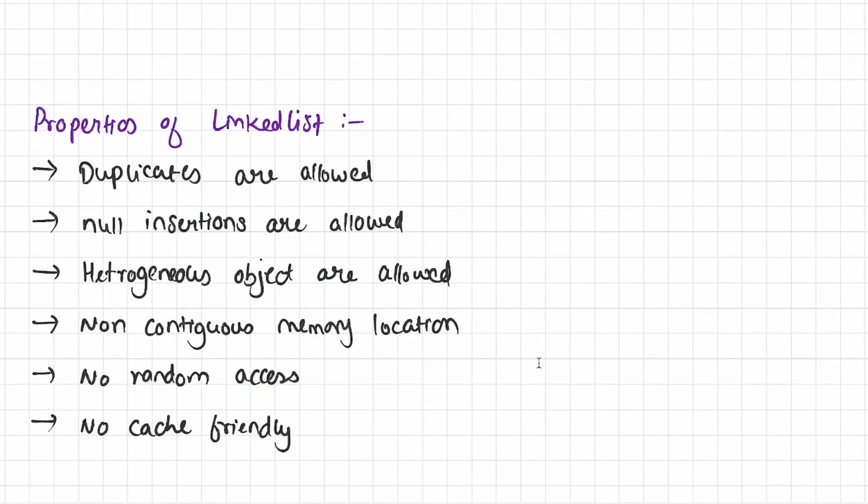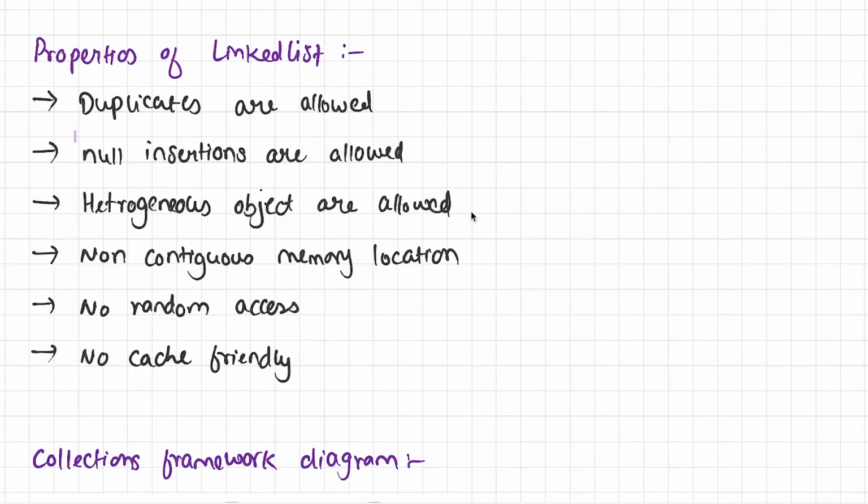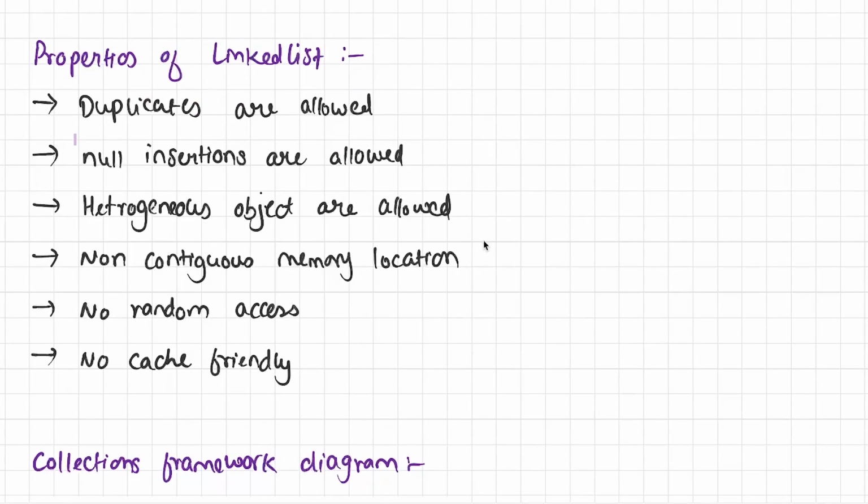So just like ArrayList, we are allowed to add duplicates in LinkedList also. Similarly, we are allowed to insert null in ArrayList, so we are also allowed to insert null in LinkedList. Now what about heterogeneous objects? Yes, it is allowed in LinkedList also. So this means we can insert heterogeneous objects in LinkedList.